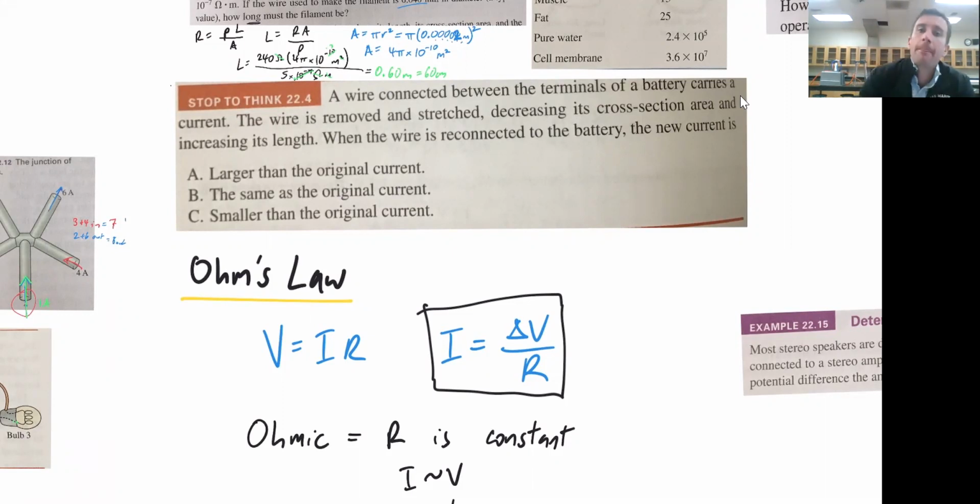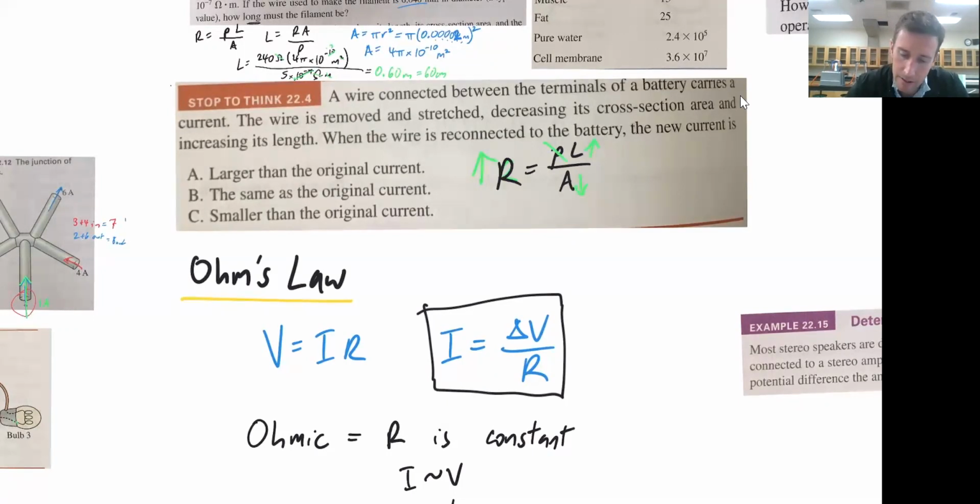The equation I would use is R equals resistivity times L over A. The resistivity is a constant because it's the same wire, so don't worry about that. The length increases and the area decreases, so the resistance is going to increase quite a bit, because it's directly proportional to length and inversely proportional to area. Those are both going in the same direction.